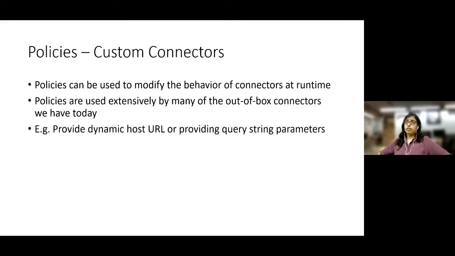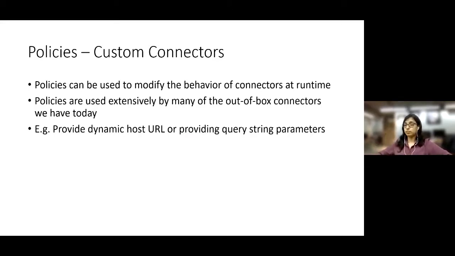For example, when you configure the host URL for your custom connector, it won't allow you to put any dynamic values in the host URL, but you can configure a policy to add a dynamic parameter to your host URL. So that's how policies are used. If you want to use some query string parameters, you can also use policies for that. All right, so that was about what are actions, triggers, references, and policies in custom connectors. Now let's see what we are going to do in today's demo.